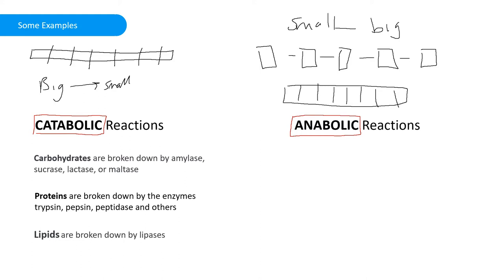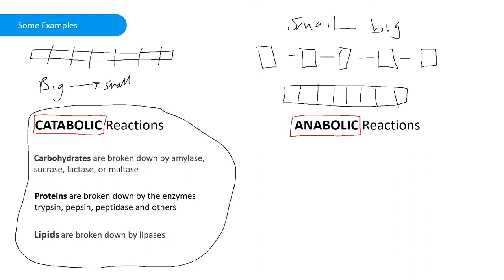So some examples are listed underneath. For example, the catabolic reactions, the things that break down big stuff, which tend to be the majority of enzymes in the body. They tend to break big things down into small things. So carbohydrates are broken down by amylase, sucrase, lactase and maltase. They're very, very specific shapes. As we've learned in the protein section, proteins are very specific shapes and enzymes are specific shapes. So they're really quite specific as to what molecule enzymes actually break down.